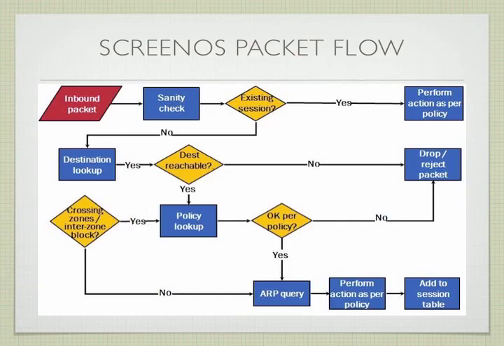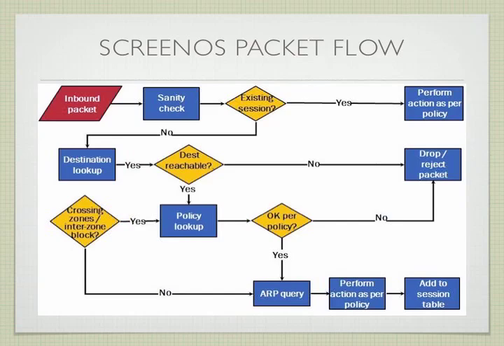If there is a policy for it, we are going to ask whether or not the policy permits that. It could be a permit policy or a deny policy. If it's a deny policy, we drop the packet. If it's a permit policy, we'll go down to the forwarding operations. We might have to do an ARP query to see where to go. If it's a locally connected network, we might have to perform whatever action is required in the policy, and then we're going to add the session to the table so that it's available for the next lookup.